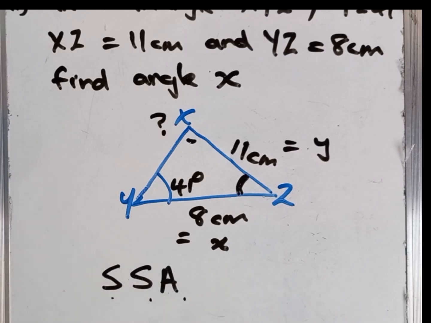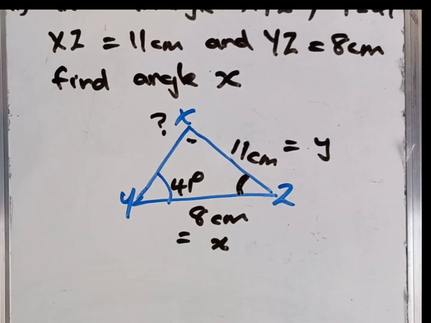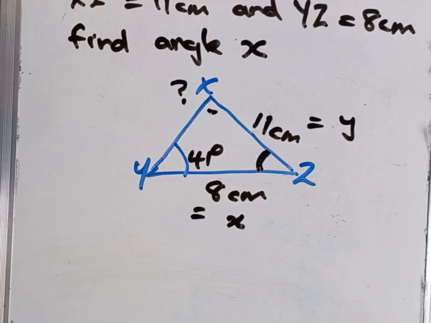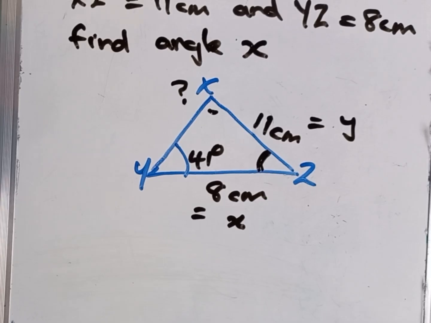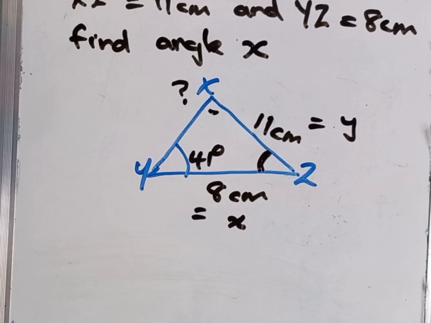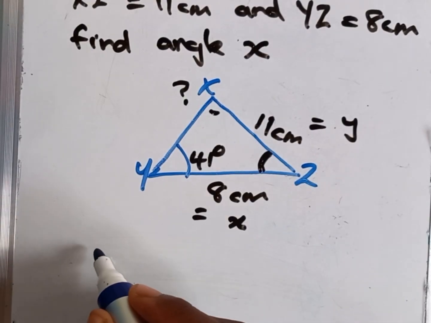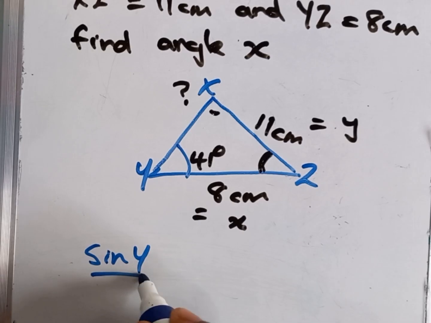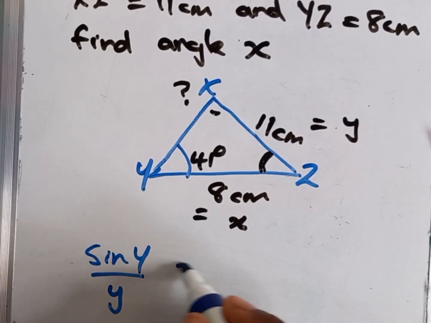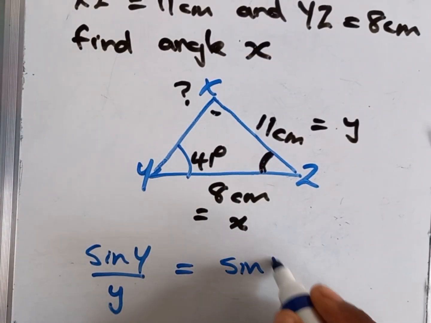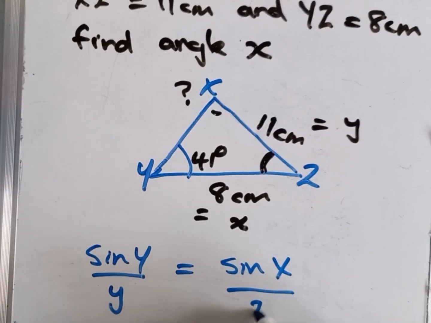All right. So for our side-side-angle, this time we are instructed to find the angle x. So now we are going to apply our sine rule on this question to find our angle x. So to find our angle x, we have our complete side, which is side y and angle y. So we are going to write sine y over our side y is equal to the angle that we want to find, sine of an angle x over our side x.